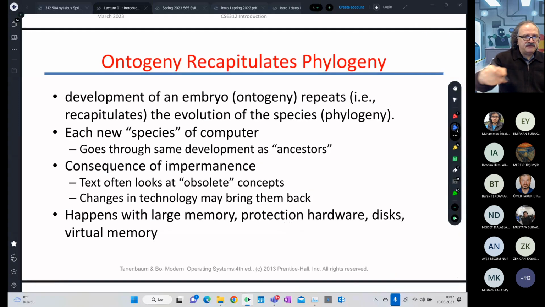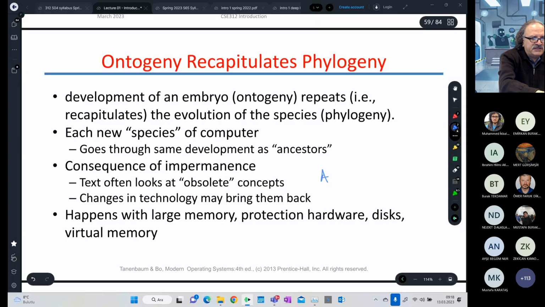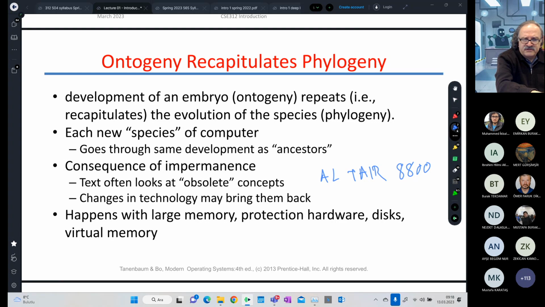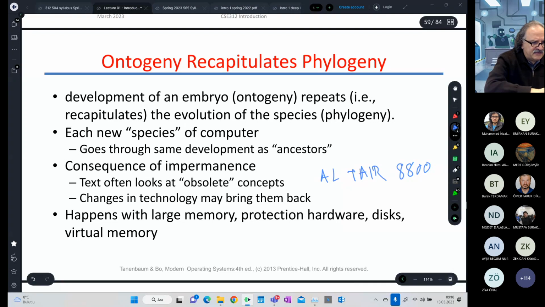I keep talking about Altair. Altair is a star in the sky, an Arabic name. It's a very bright star, and they named their computer after the star, the 8800. I kept talking to you about this one, and this one didn't have any operating system. When you run it, you have to program everything.